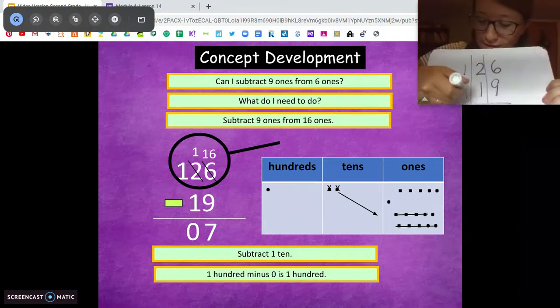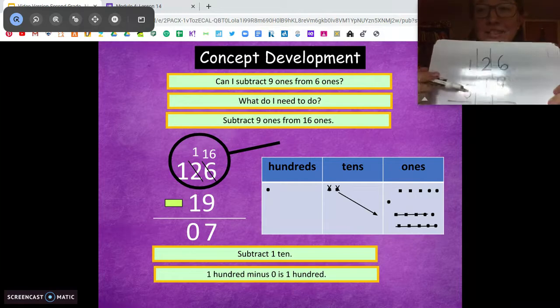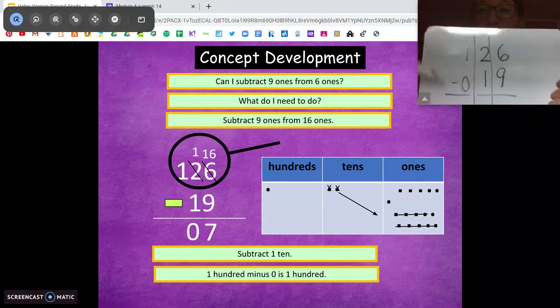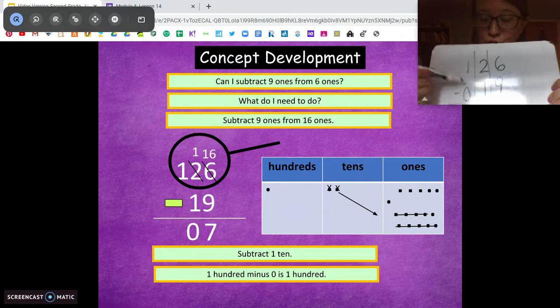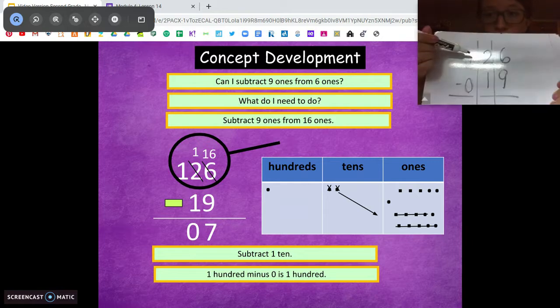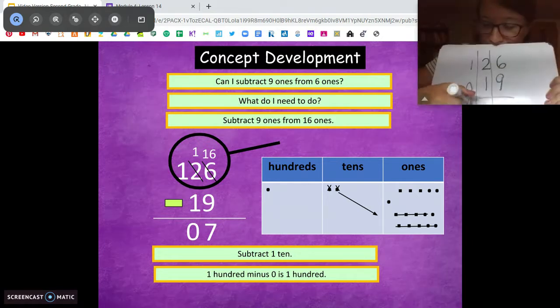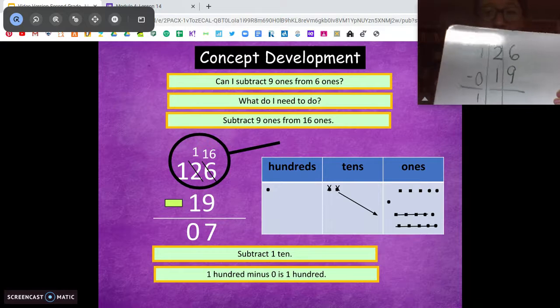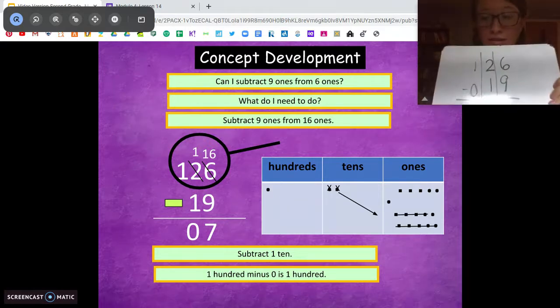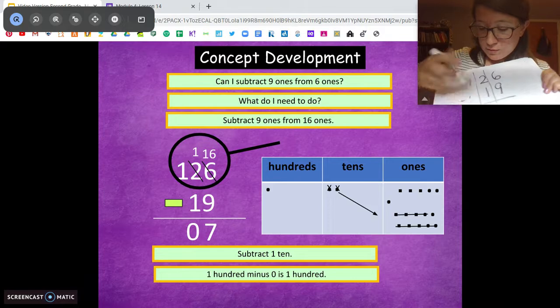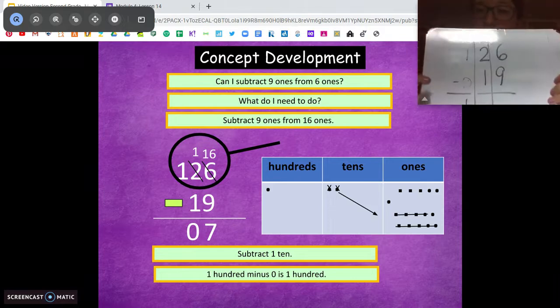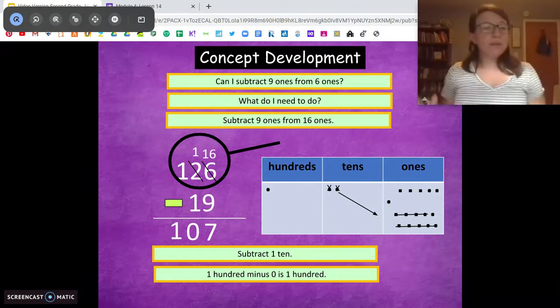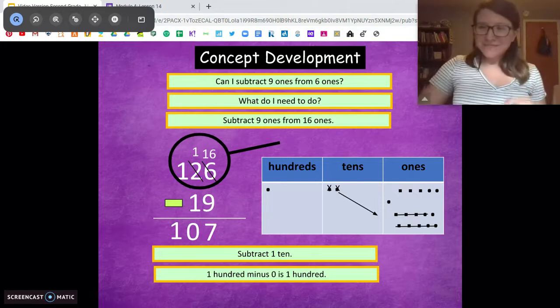You can pretend, if it's easier for your brain, that there's a 0 there. So if this number is only a 2-digit number, you can pretend this is a 0. 1 minus 0 is going to be 1, because there's no other number there. So we are just going to pretend it's a 0. Now, if there was a number there, we would subtract it, but there's not for this problem, so it's a 1. So our answer is 107.